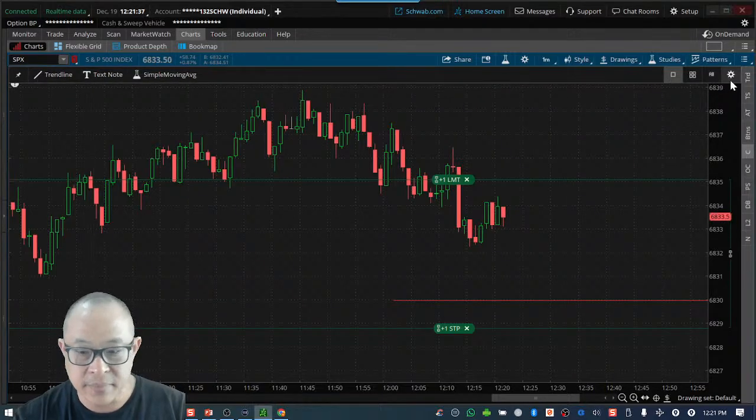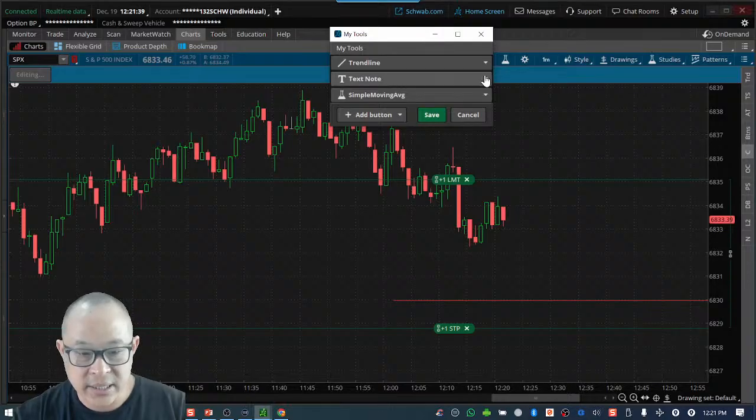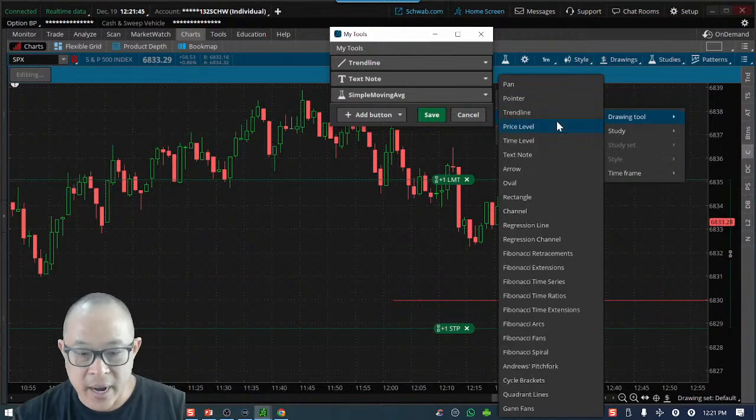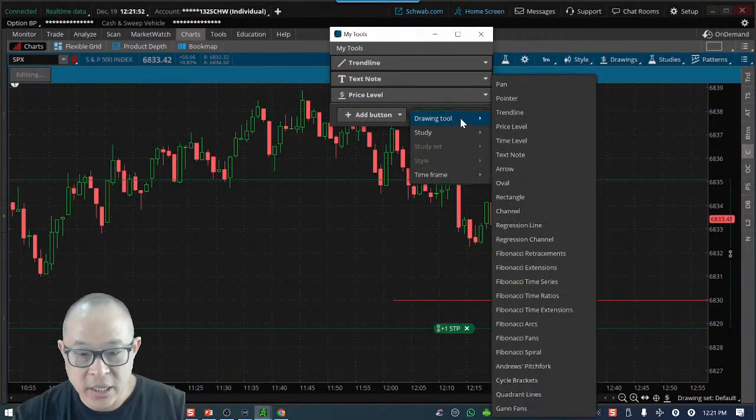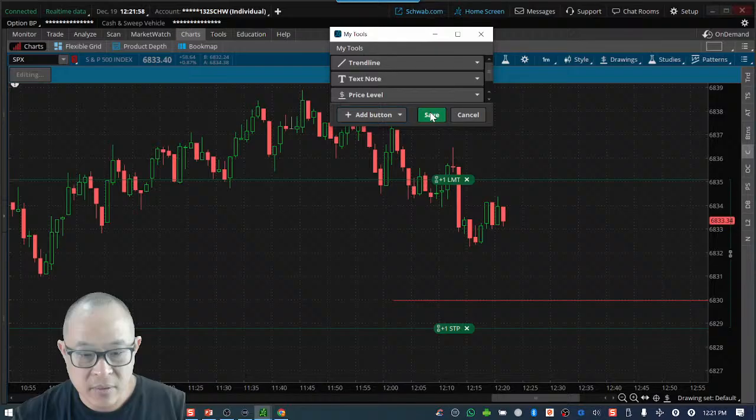If I want to add something, I just click on this and I'm saying, you know what, I want to add a trend line, text note. I don't want to use a simple moving average. Let's change this to my price level, right? And now I'm going to add another button. I can even put my time frames. So let's say I want to, actually let me add in my trend line, my pan, right?